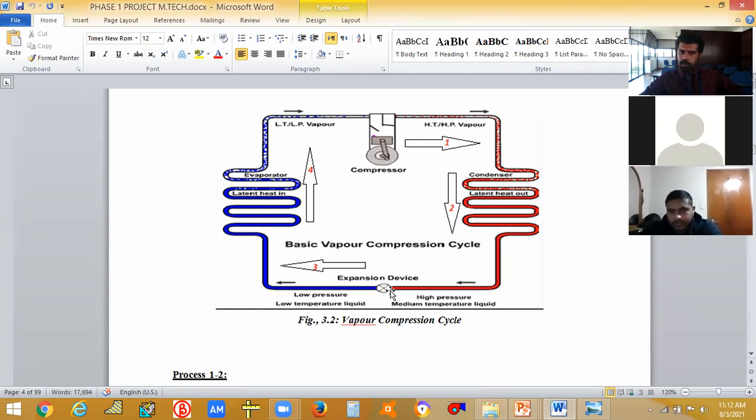Again, we go into the expansion valve. It's a high pressure side, medium temperature liquid, and then low pressure, low temperature liquid. Again, it goes to the evaporator side. This will be the indoor unit and this will be the outdoor unit. So again, it goes in as a very cold refrigerant. Again, it will be converted to low temperature, low pressure vapor. Okay, it goes like that.